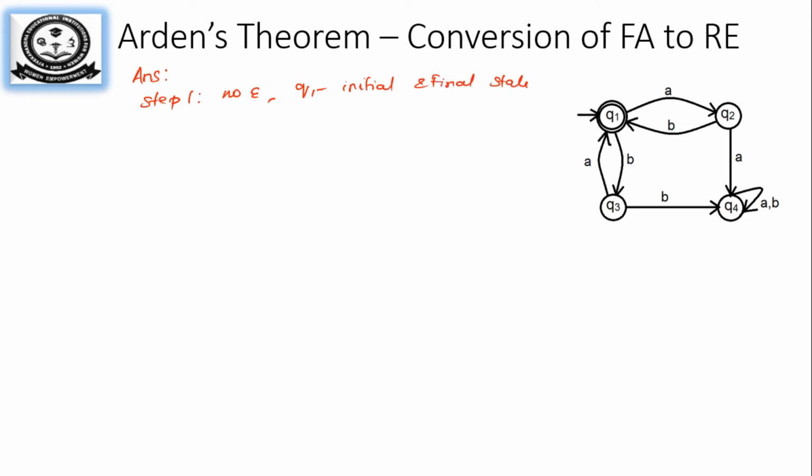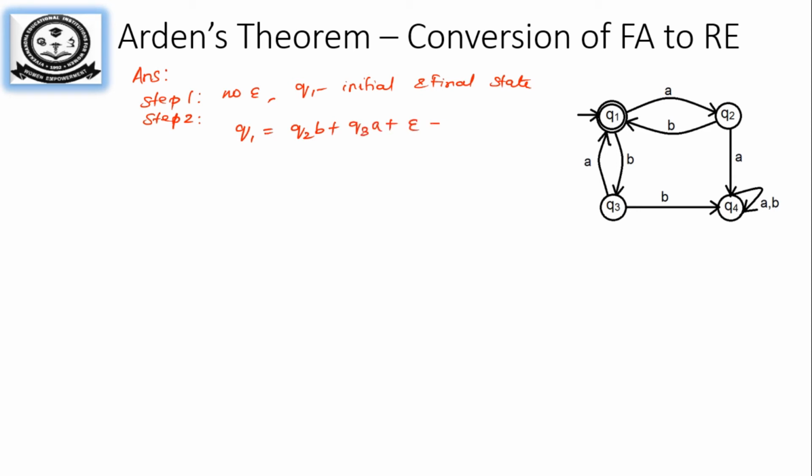So it satisfies the condition for Arden's theorem. So second step, you have to equate all the states in terms of transition. So we will start our transition. First we will start with Q1. Q1 has a transition from Q2 for input B and it has a transition from Q3 for input A, and it is the initial state.